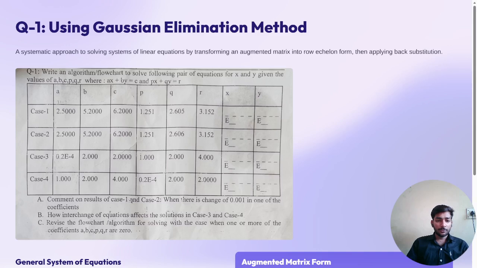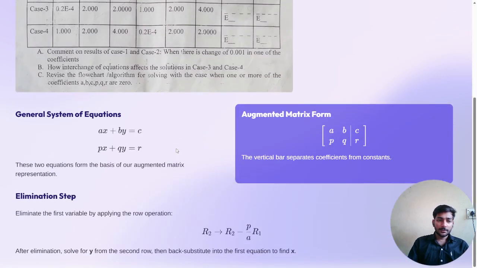First of all, we will solve ax plus by equal to c, px plus qy equal to r in case 1, case 2, case 3, and case 4. Let's see. This is the general equation we have been given, and the augmented form of these equations is this. We write the coefficient of a here, then the coefficient b here, then c here, and the coefficient of x, p, here, the coefficient of y, q, here, and r is here. This is the augmented form.